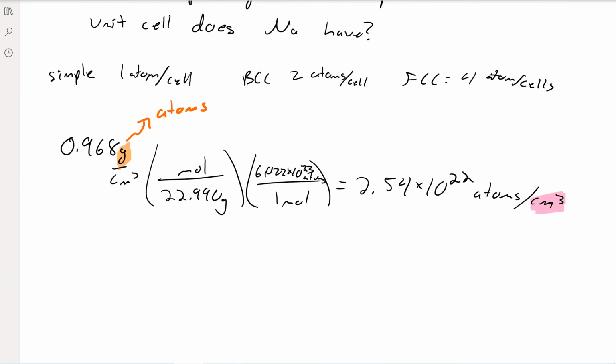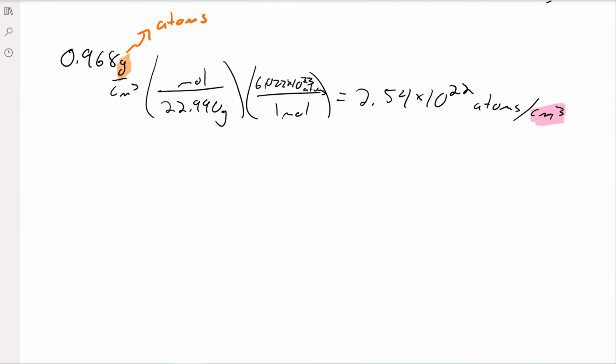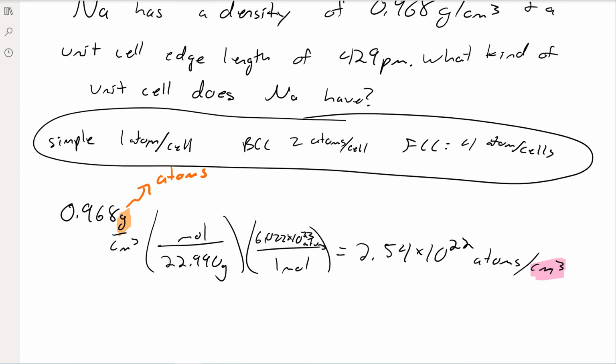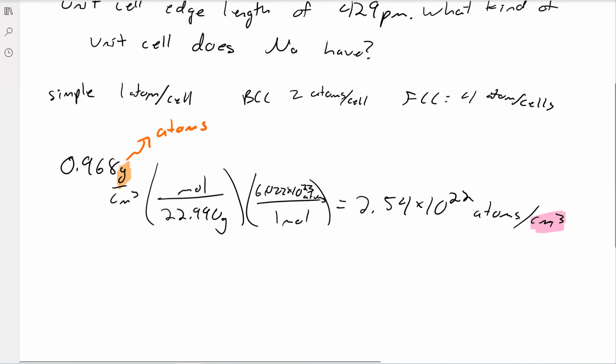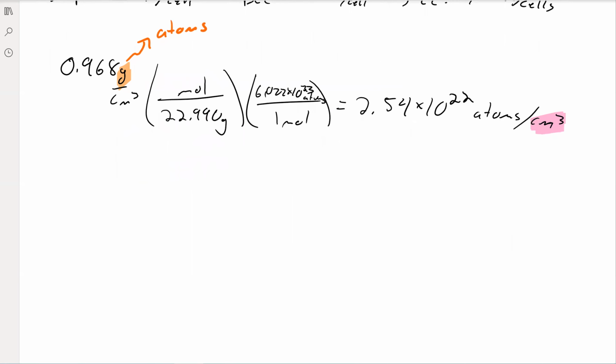So the next thing that we want to do is transform this denominator from centimeters cubed into a unit cell. That way we can get into atoms per unit cell, see which one of these 3 it fits, and then that's the type of cell packing that it has. Obviously, you can do this in 1 line. I'll do it in 2 just to show you.